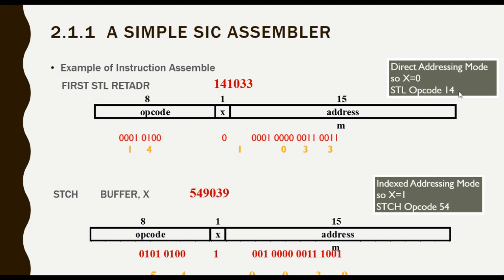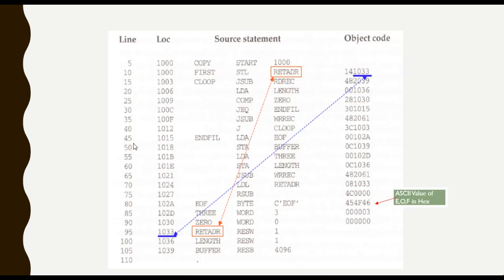For example, the STL opcode is 14. So 14 you have to write in binary, 8 bits. In hexa, 1 digit means 4 bits: 1 is 0001, 4 is 0100. Now in this case the X modifier is not used, so direct addressing mode is used. So X will be 0, then the remaining 15 bits. Here RETADR, this location address is 1033. Only 15 bits you have to write. If you write 1033, that will become 16 bits, but for the first digit you have to write only 3 bits.